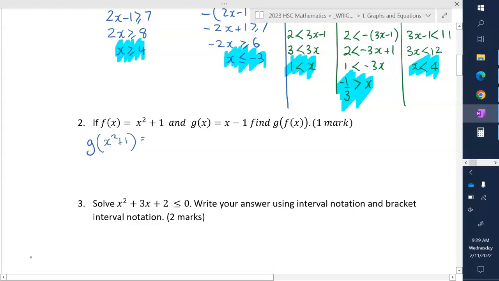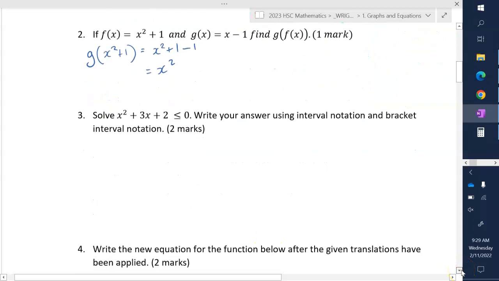But I currently have g of x, so wherever I have an x, I'm going to replace it by x squared plus 1. Here's an x, I'm going to write x squared plus 1 where that is, and I also have a minus 1. So my answer is x squared. Overall, that was done pretty well. If not, you need to go back and look at functions of a function.